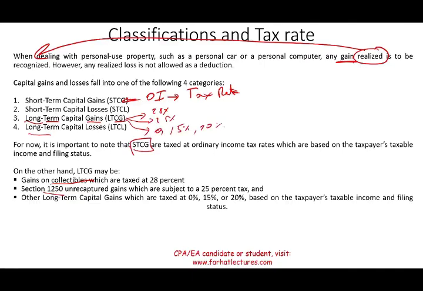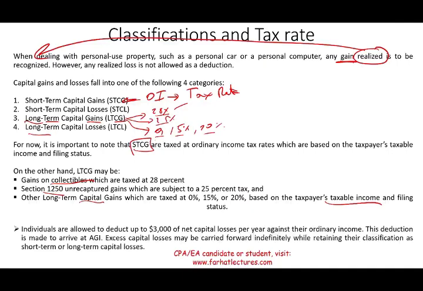So notice for long-term capital gain, we have 5 different rates, depending on the type of the asset, for example, collectibles, or Section 1250 unrecaptured gains, or a regular long-term capital gain, which is subject to 0, 15, or 20%, depending on your tax filing status and your taxable income. And this will change from year to year. Again, this topic is covered in much more depth in a different session.